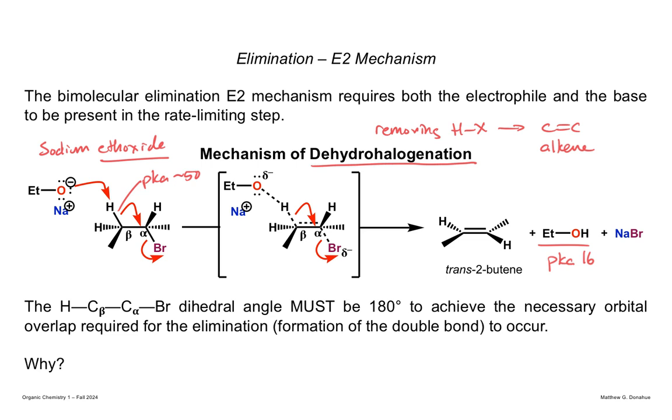But again, when you have this alignment of H, carbon, leaving group, the acidity of that beta hydrogen is much lower, or rather, it's much more acidic. So here we have partial bond formation between O and H. We're breaking the sigma bond, we're forming a pi bond, and then we're breaking the carbon-bromine bond.